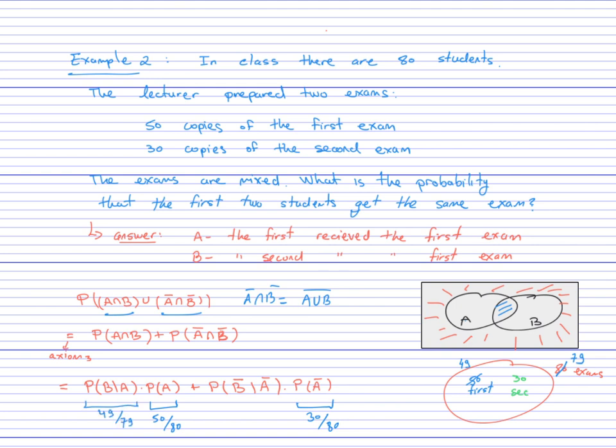Now let's do the same for the probability of the complement of B given the complement of A. Okay, now let's do it again. So in total we have 80 exams, and we have 50 of the first one. Someone is telling you that the first student got the second exam. So that means that we have 29 copies of the second exam out of now 79, because the first one already received the second exam. So now, after updating the information, what is the probability that the second one will receive the second exam? That's exactly 29 over 79.